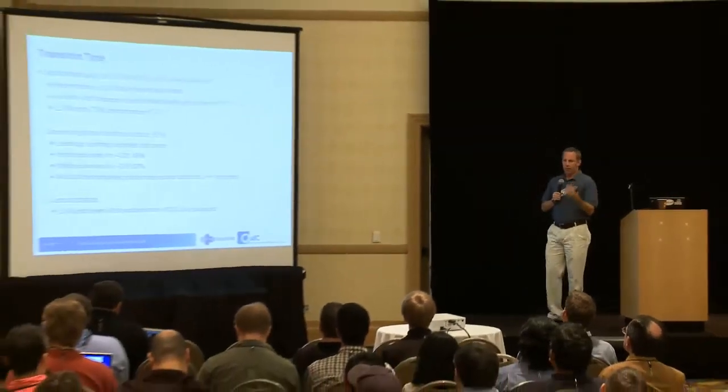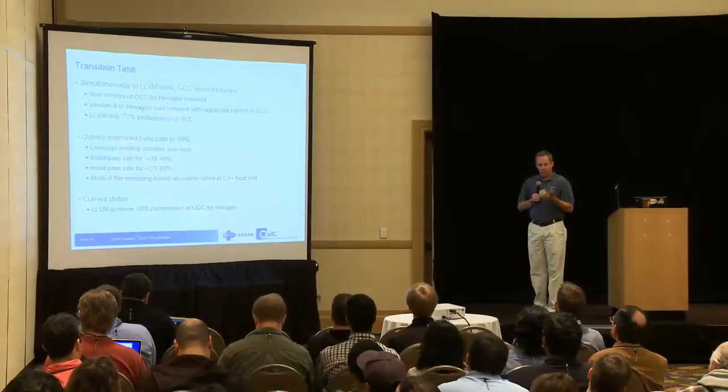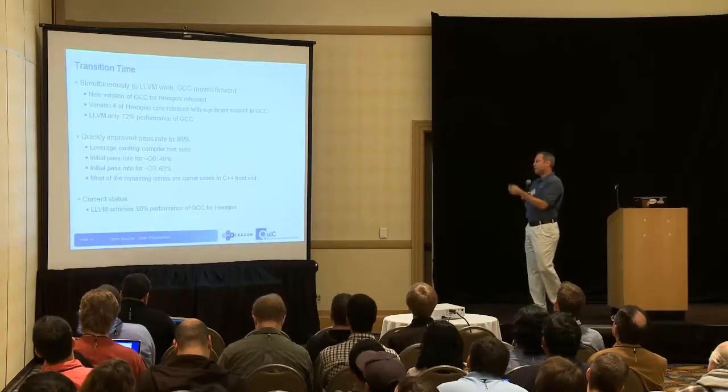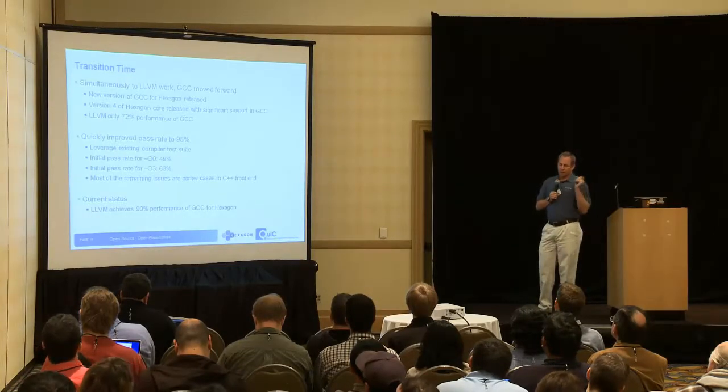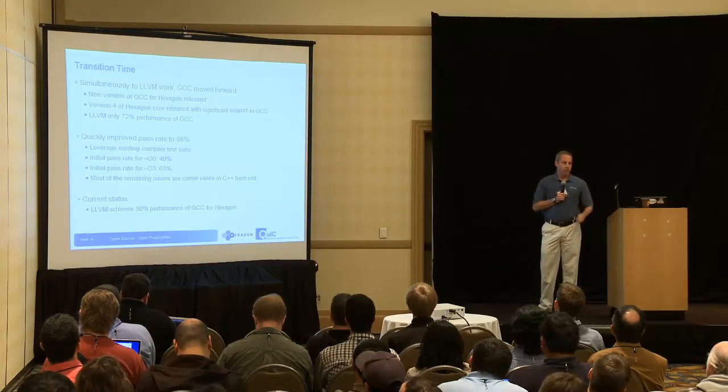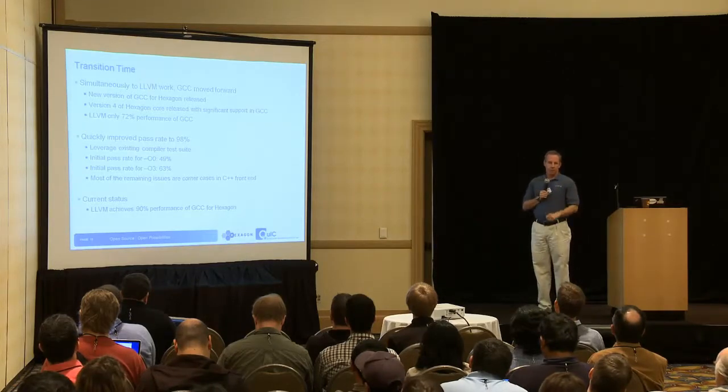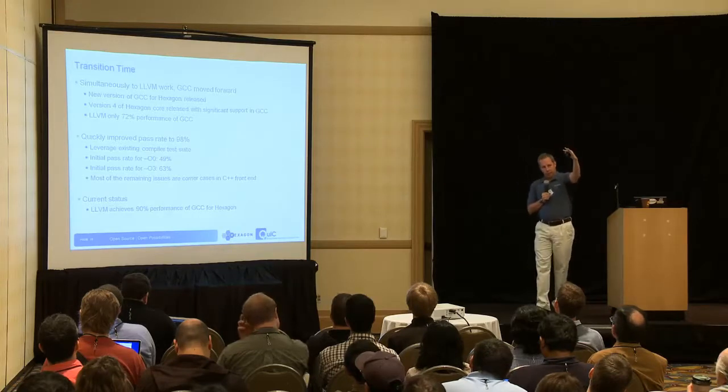Okay, so at the end of this is transition time. We wanted to switch over. We want to make LLVM the production compiler for our core. Well, a couple of things happened in parallel to this work. The first one was that the team working on GCC delivered a new version of GCC. That moved the bar up about 10% in performance.